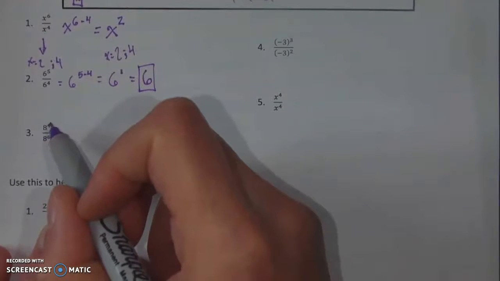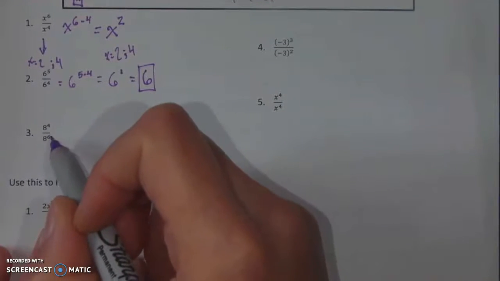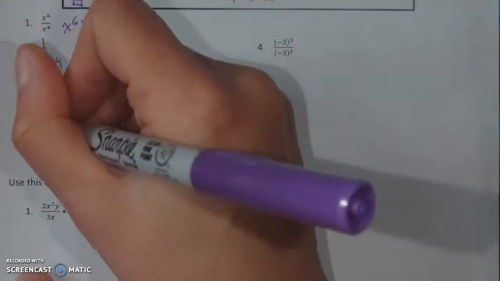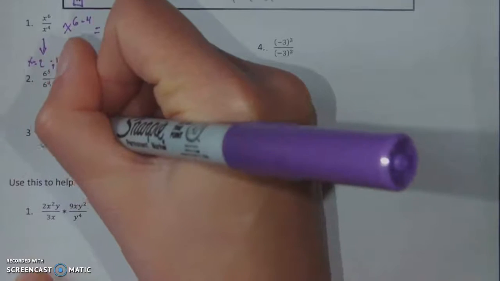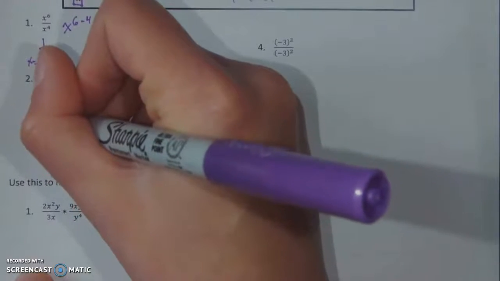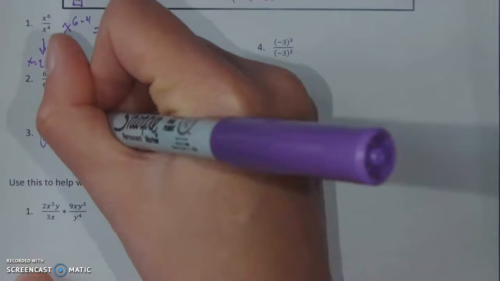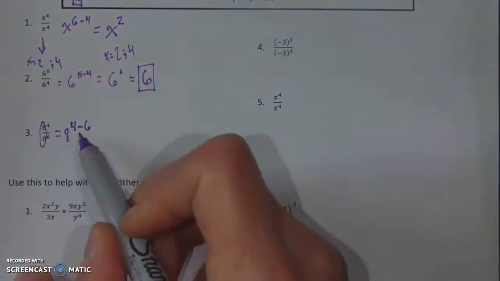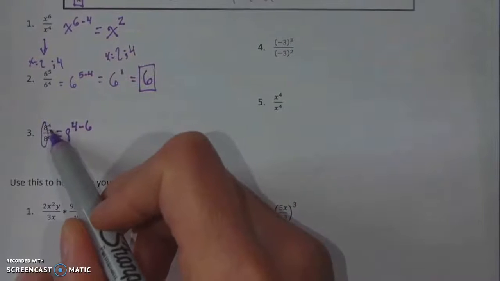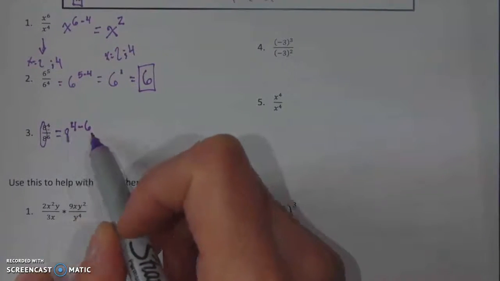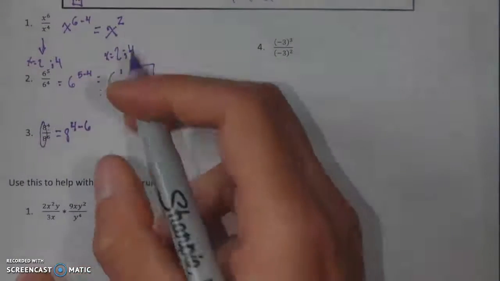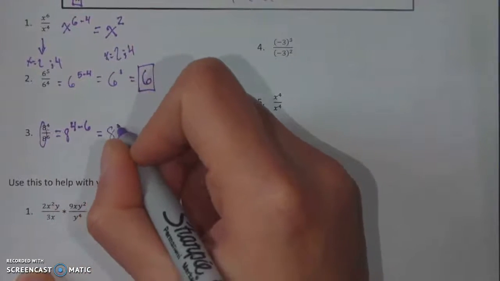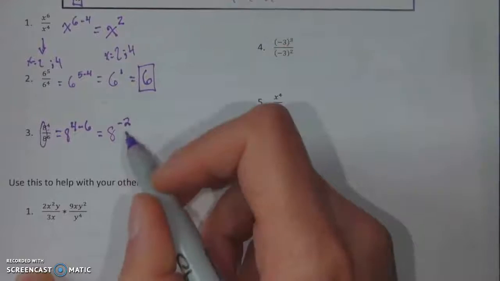If I have 8 to the 4th over 8 to the 6th, well, here I know that I have the same base, so I can just use subtraction, because again we have division here, we're not going to be adding, to do 4 minus 6. Notice it's important that the number that comes first is the number in the top, okay? You can't switch the order of this, otherwise things will go wrong. Now this is going to give us 4 minus 6, which is negative 2.